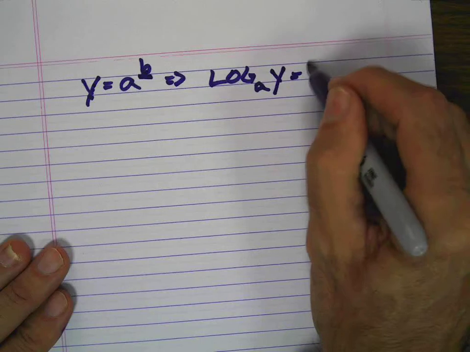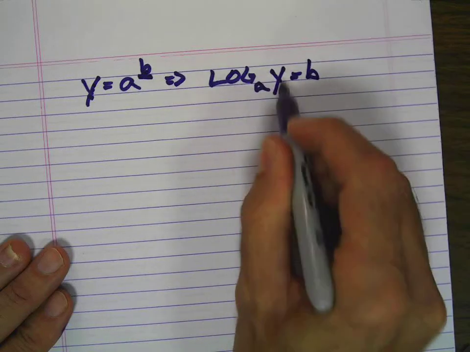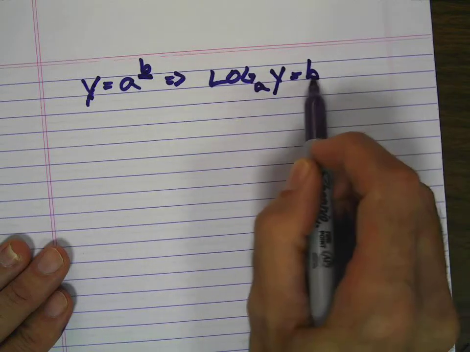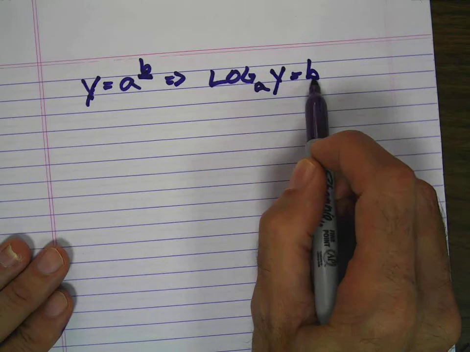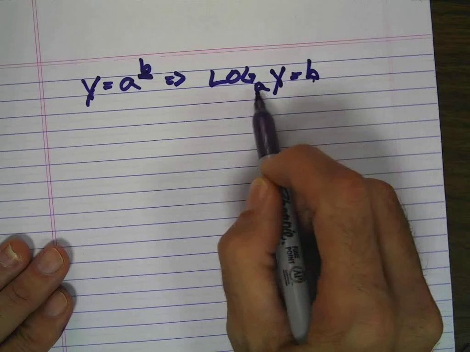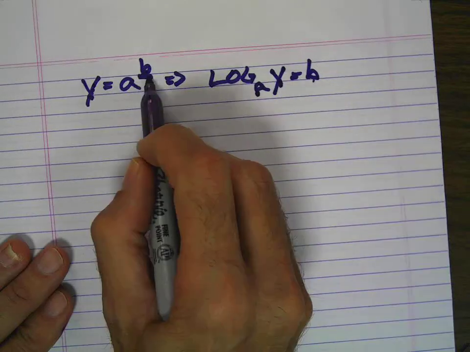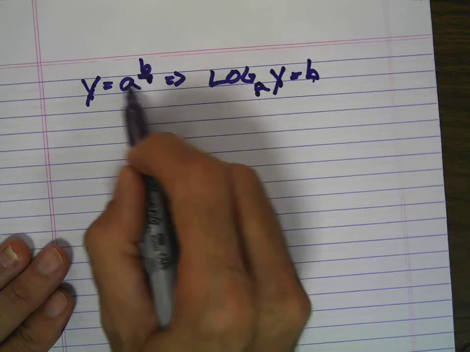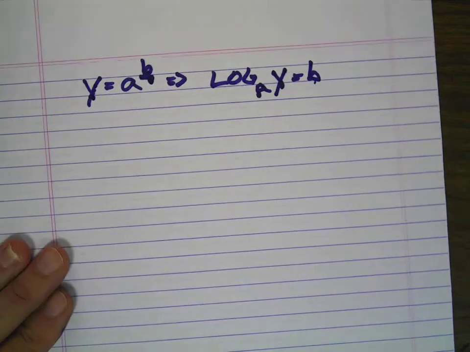equals b. This says that b is the exponent that will turn a into y. b is the exponent that turns a into y.